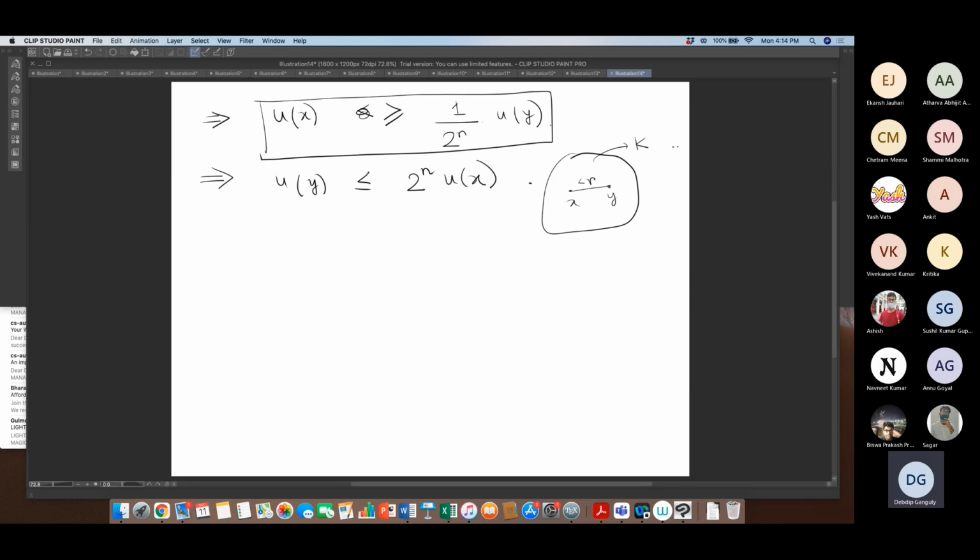Now I have to do this for all compact sets. See, this does not depend on anything. Now you tell me what the next step should be. Any two points I have estimated it. Now I have to do it for a compact set. What should I do?